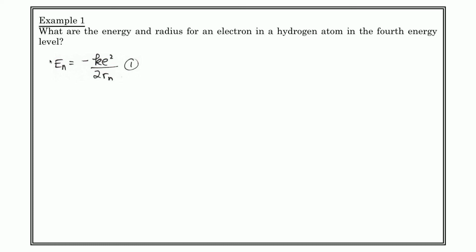Equation number 1 is that the energy at a certain quantum state, En, is equal to minus ke squared over 2rn. So that's equation number 1. Here's equation number 2 that we derived: the radius is equal to h bar squared n squared over m e k e squared.